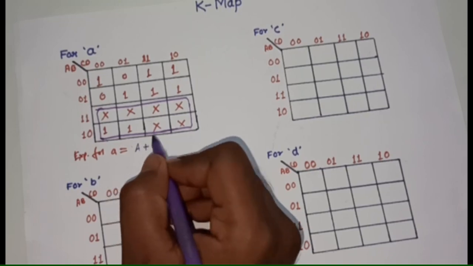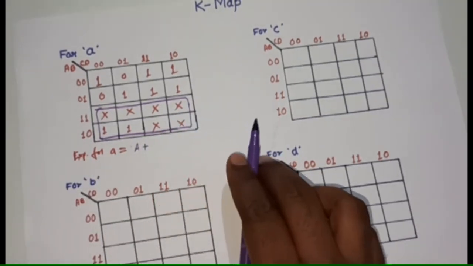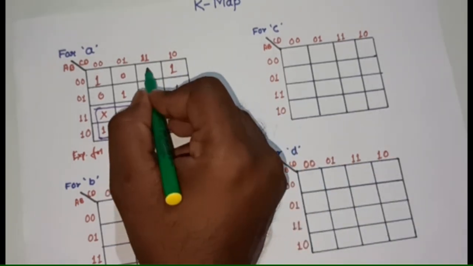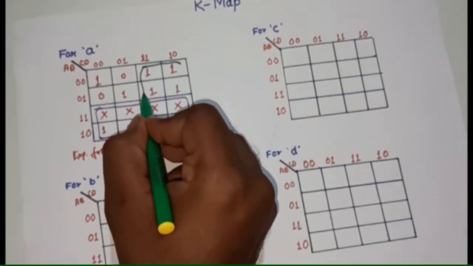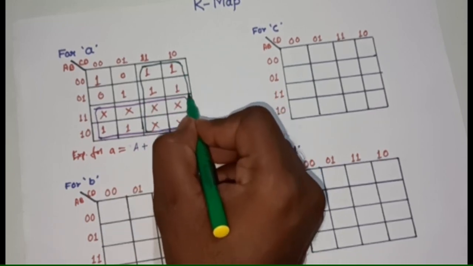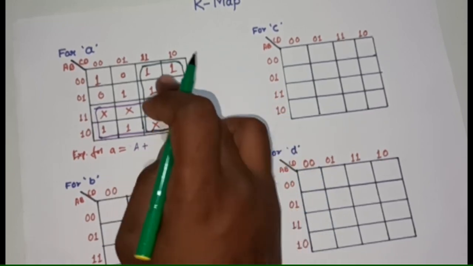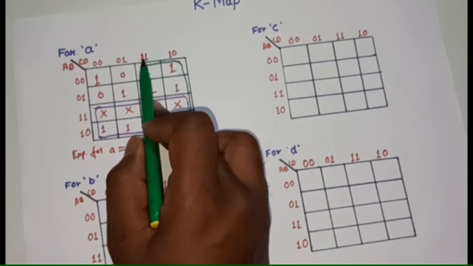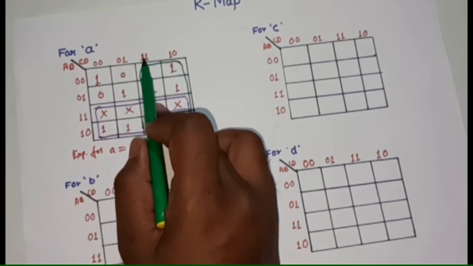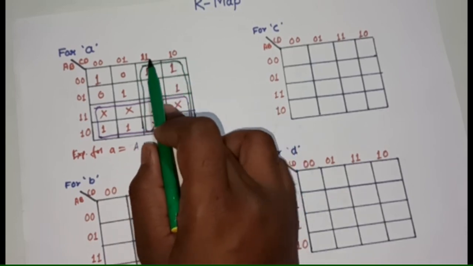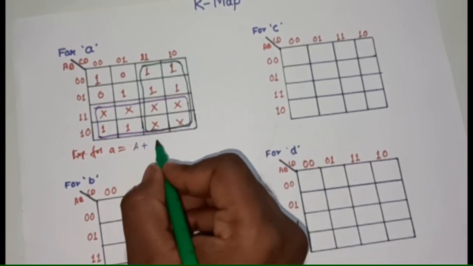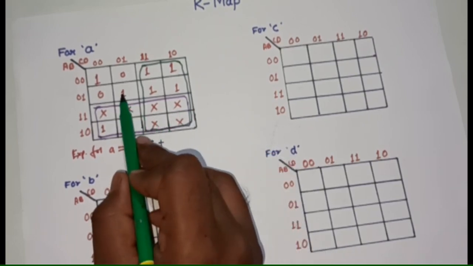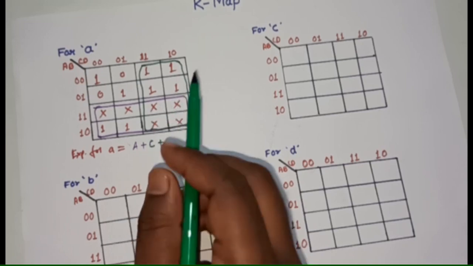Second, is there another octet? Yes, definitely there is another octet. Where is it? This octet. So in this octet, what is changing? C, D, yes. C is not changing, D is changing. So we will write it as C. So what is left out? 1 and 1. How will we consider this 1 and 1 again?